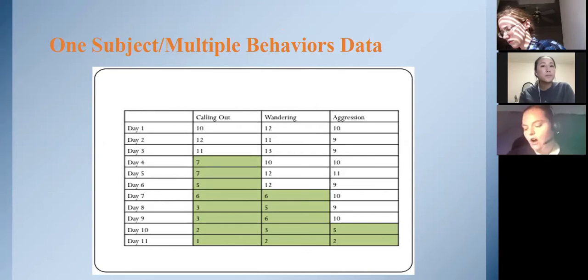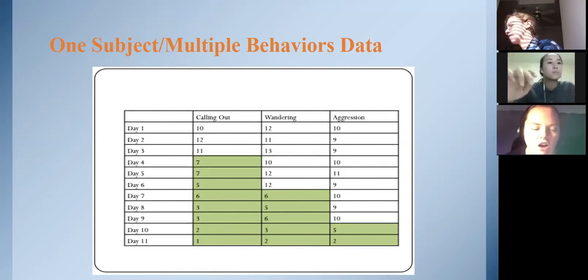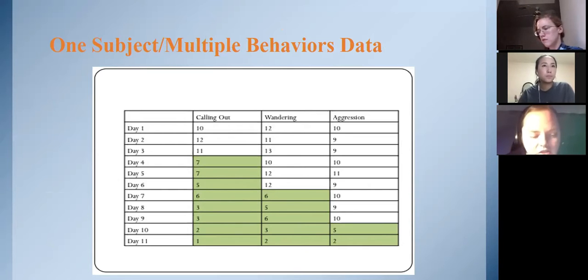On days 7 through 9, her teacher began using the intervention on both calling out and wandering. She continued to collect baseline data for aggression. Again, Patsy's calling out and wandering begin decreasing. Aggression stays high. Her aggression only begins to go down once the intervention is applied to that behavior on day 10. Because each of the behaviors began improving only after the intervention was applied to it, the teacher can conclude that this intervention is effective for all 3 of Patsy's problem behaviors.